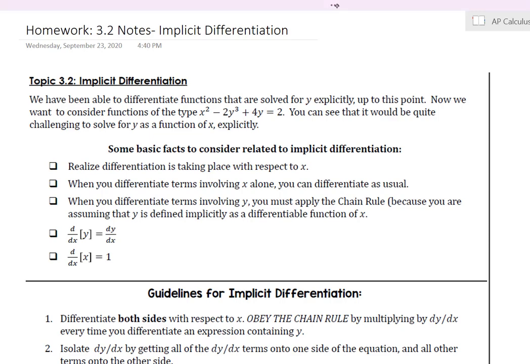So all of the functions that you guys have been differentiating so far, right? You've been doing the derivative of y with respect to x. So that means all of your functions are kind of solved for y in terms of x. So that's not always how you find a function, correct?